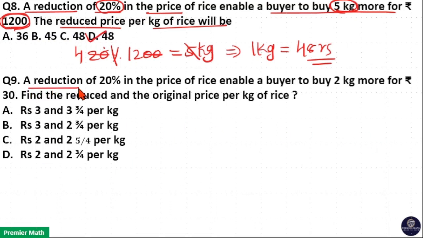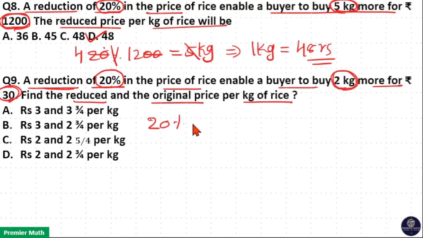Next is, a reduction of 20% in the price of rice enables a buyer to buy 2 kg more for rupees 30. Find the reduced and the original price per kilogram of rice. Here, this 20% discount results in this extra 2 kg. And this 2 kg also comes from this 30 rupees. Which means 20% of this rupees 30 results in this extra 2 kg.